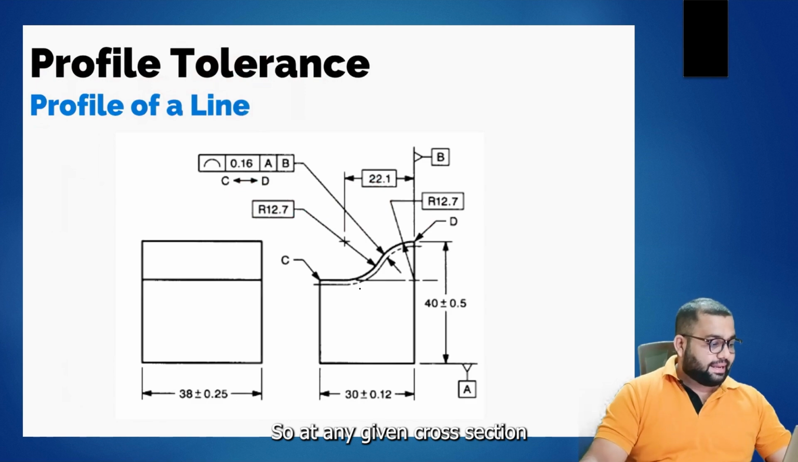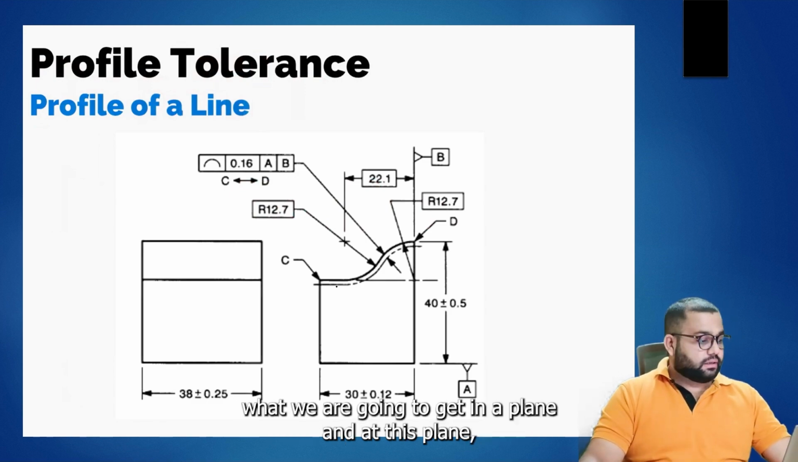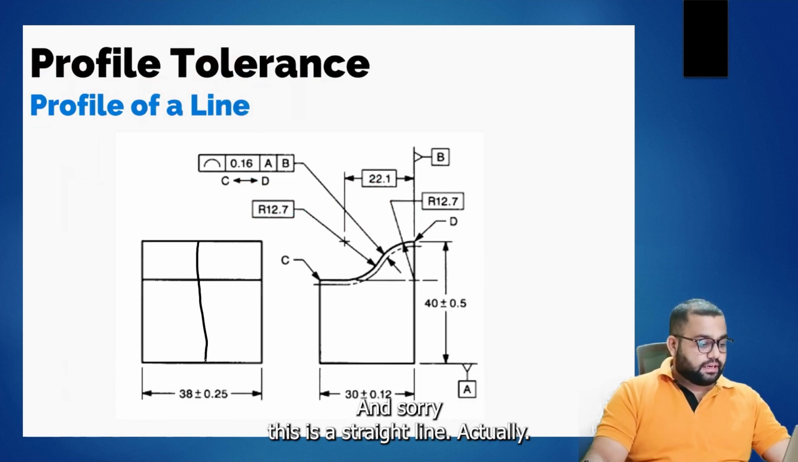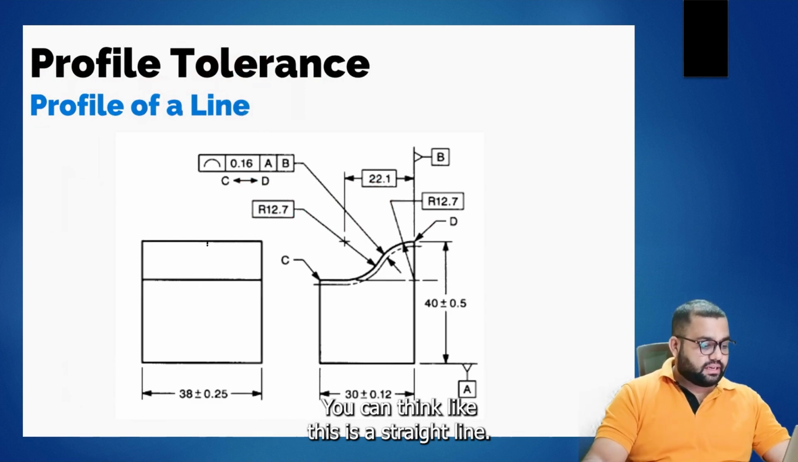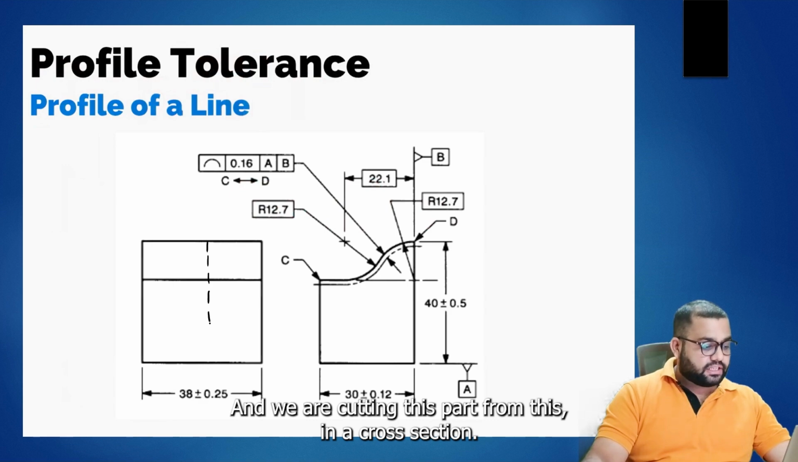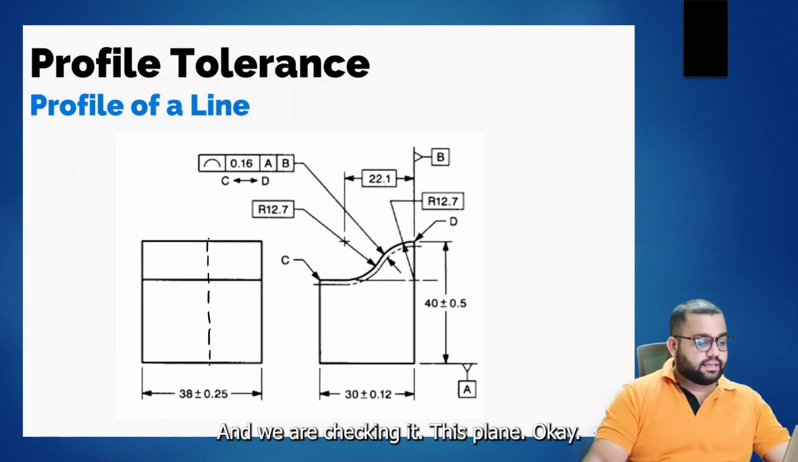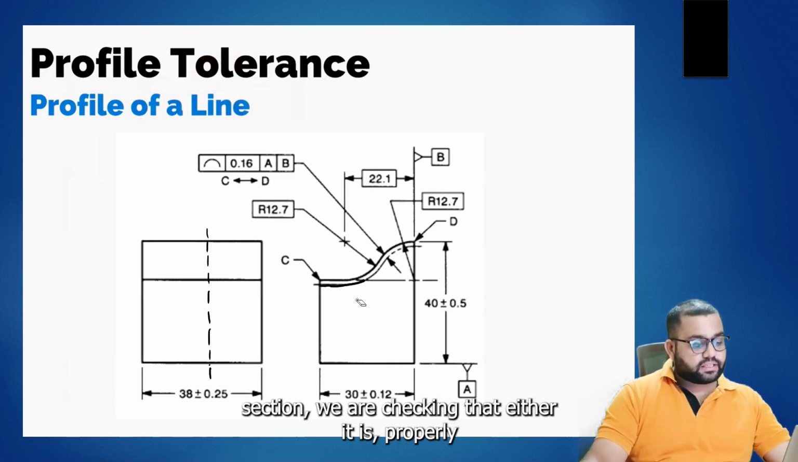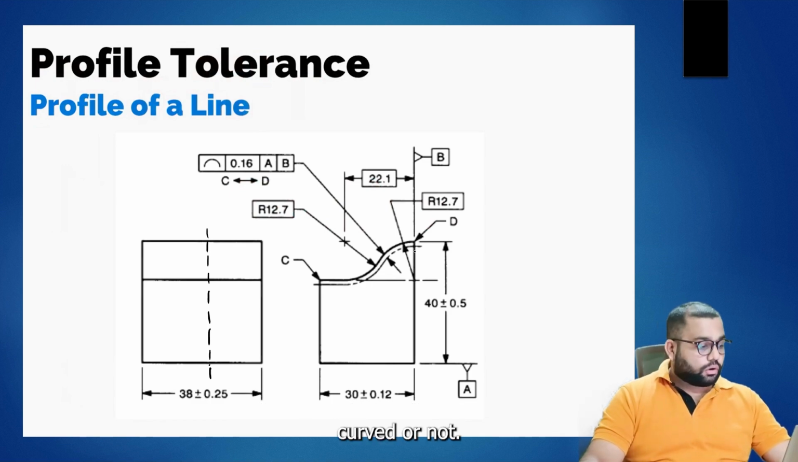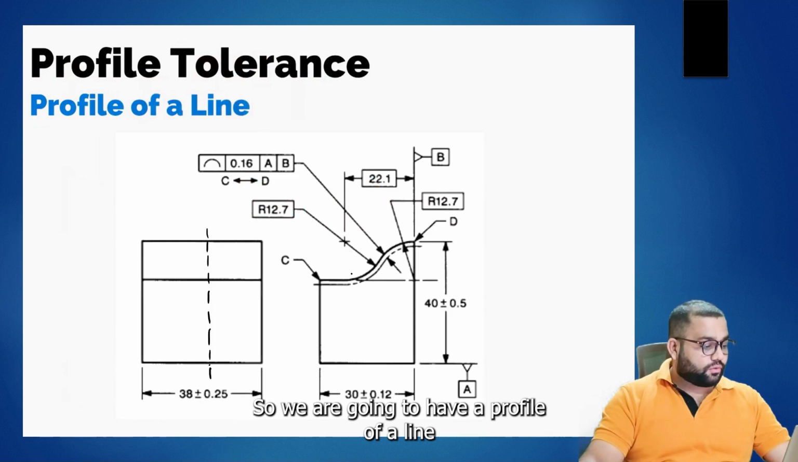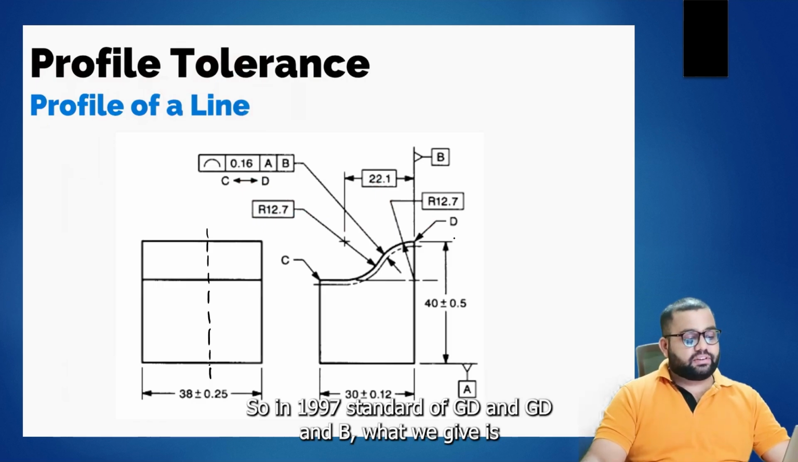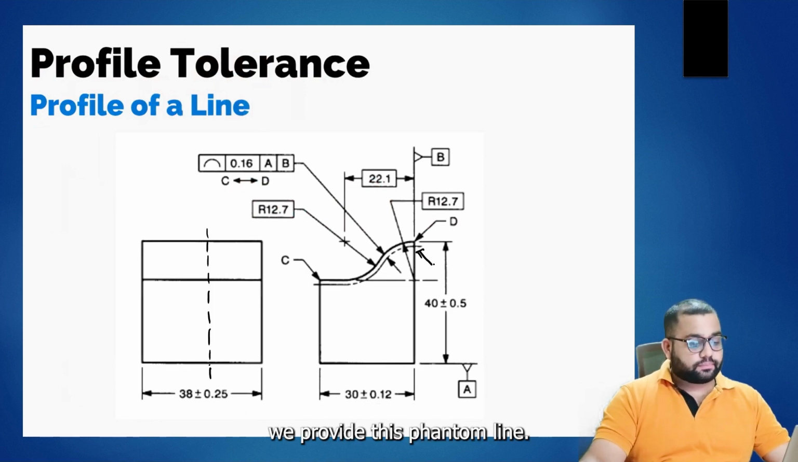At any given cross section, what we are going to get is a plane. Let's say this is a single plane, and this is a straight line. You can think of it like this: we are cutting this part in a cross section and checking at this plane whether it is properly curved or not. So we are going to have a profile of a line within the 2D boundary. In the 1997 ASME GD&T standard, we provide this phantom line.